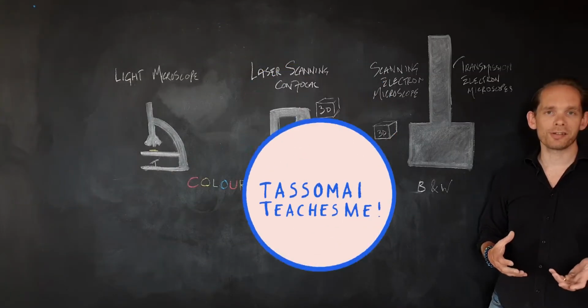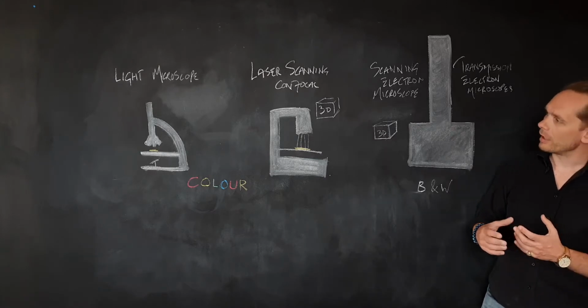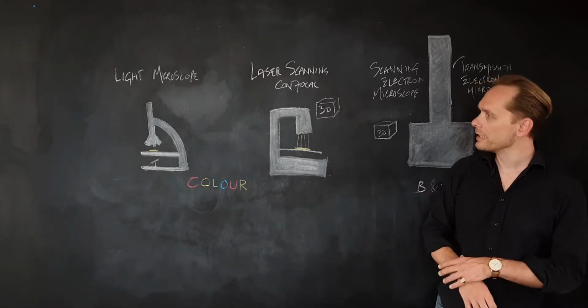This video is about microscopy, different kinds of microscopes that you might see in lab and the different kinds of images they can produce. So first of all, we'll look at the light microscope. That's what you use in class.